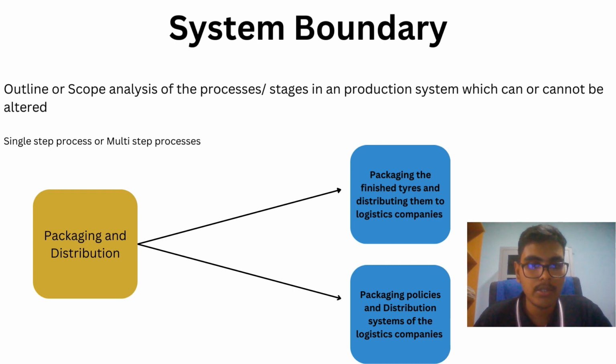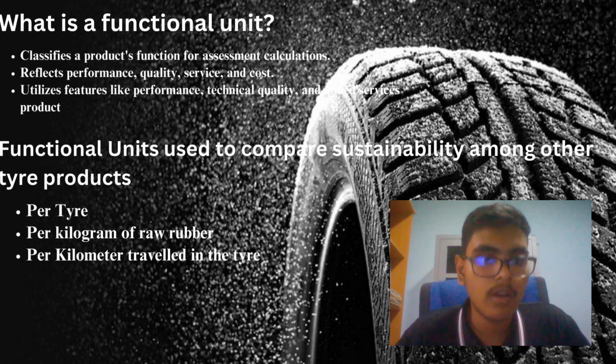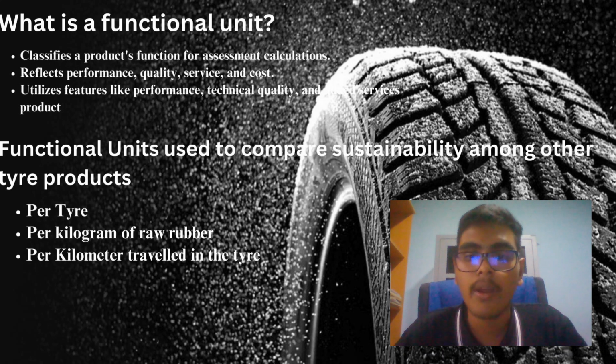Moving on to our functional unit. What is a functional unit? Well, a functional unit can be considered as a measure that is used to evaluate the performance or an output of a production process. In tire production, it quantifies the performance or an output of the tire production process.